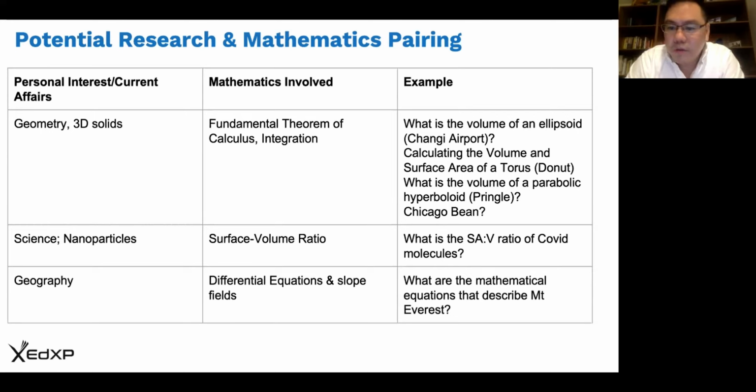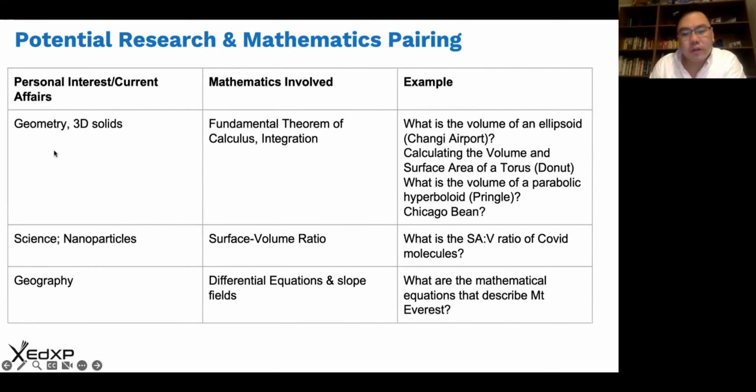Calculating the volume and surface area of a donut, that could be possible. What is the volume of a Pringle, which is also a hyperbolic paraboloid? I think a few years back, my student did an investigation on monuments, statues, things like the Chicago Bean. Very interesting stuff to investigate.